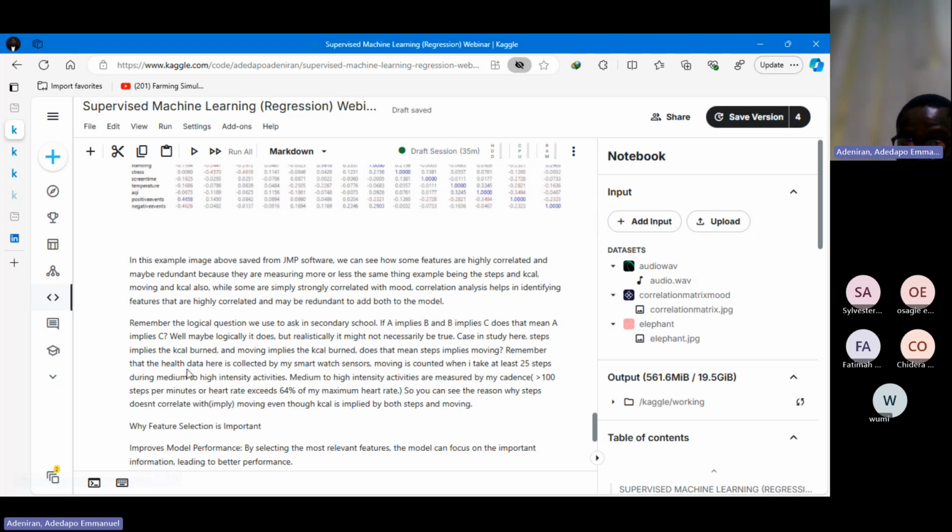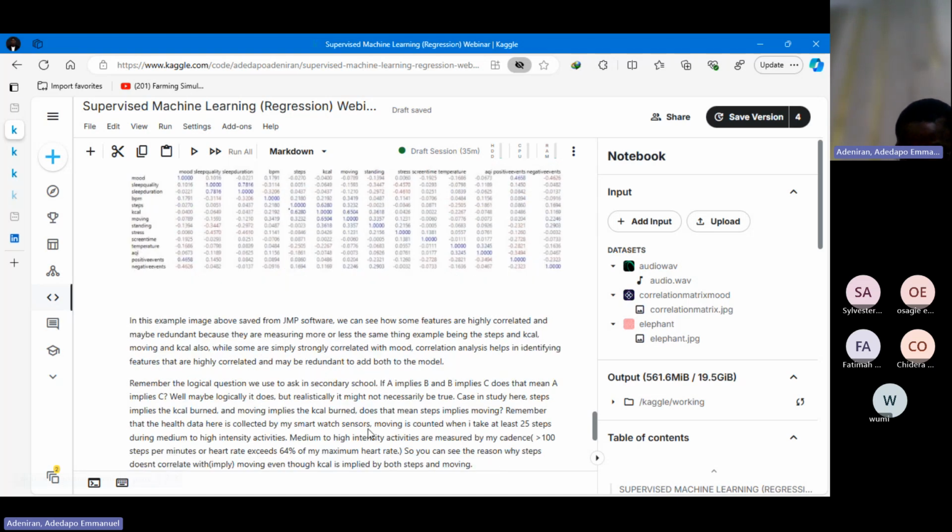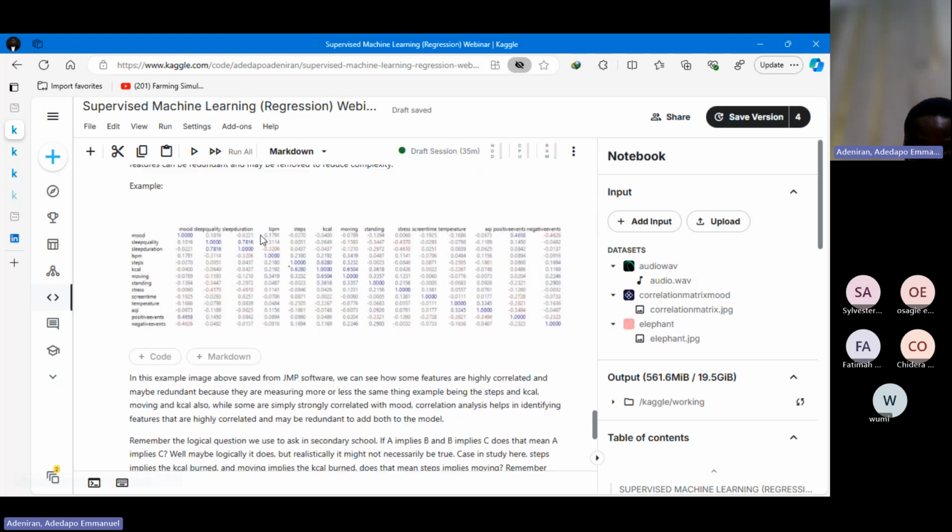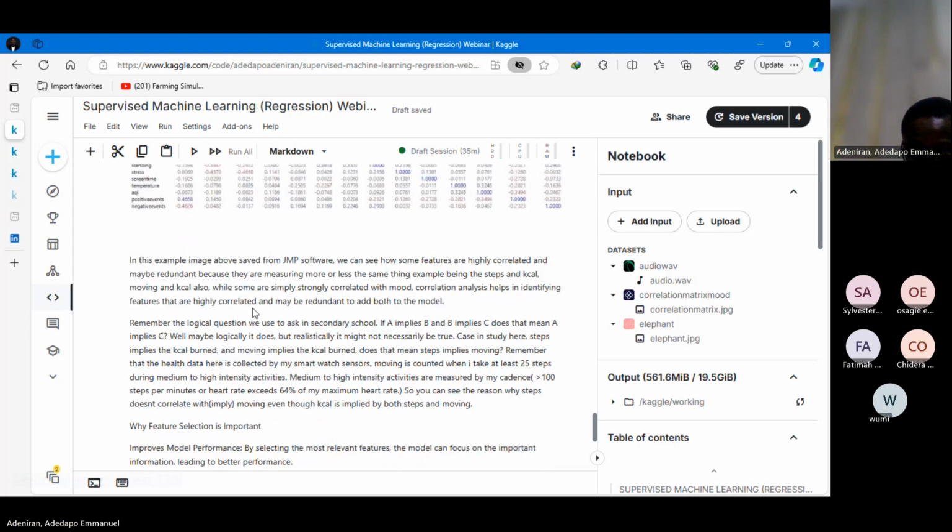Steps, the number of steps you take, implies the number of calories you burn every day, which is true. And from the correlation analysis, you can see it. At the same time, moving implies the number of calories you burn also. So the more you move in medium to high intensity activity, the more calories you are going to burn. So does that mean that the number of steps you take implies the number of minutes that you move?